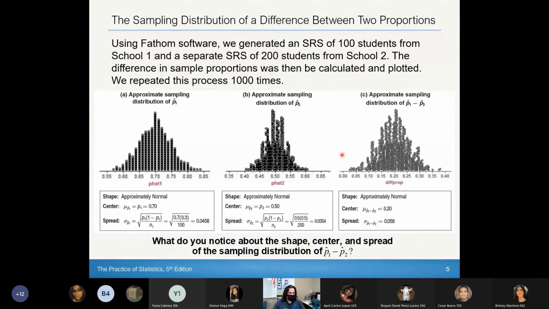Essentially, it's still normal, right? Which is good news, right? And we have our center and spread that are definitely related to the center and spread of the other two distributions. Right, we'll get this put together in a moment.